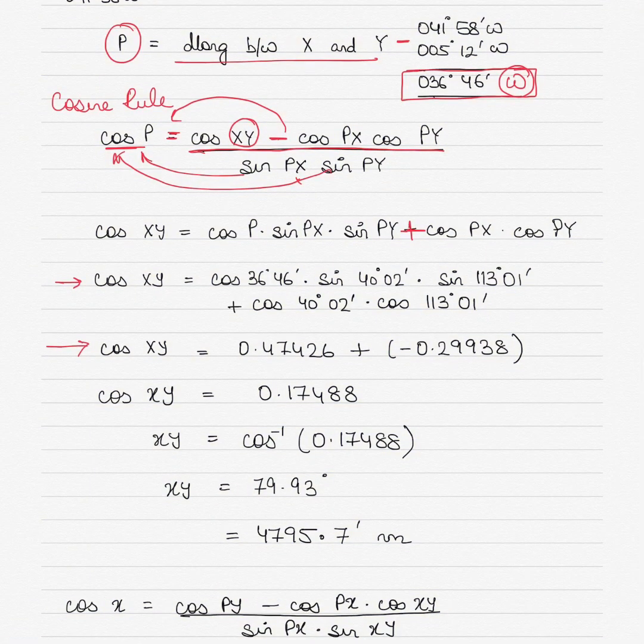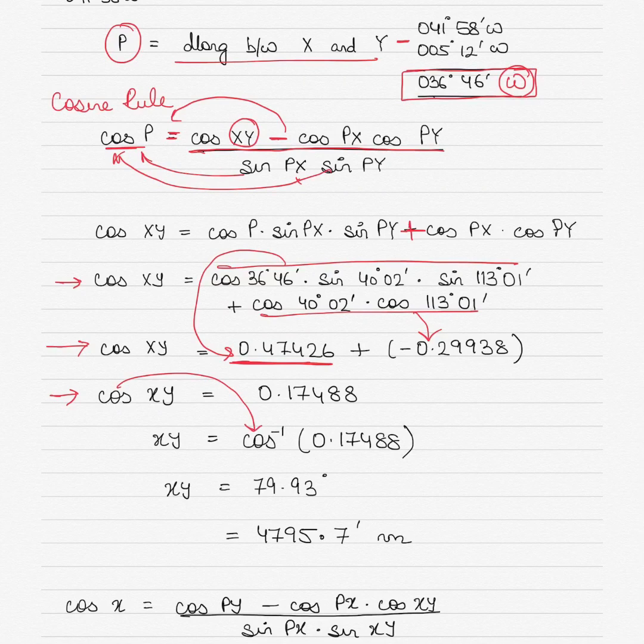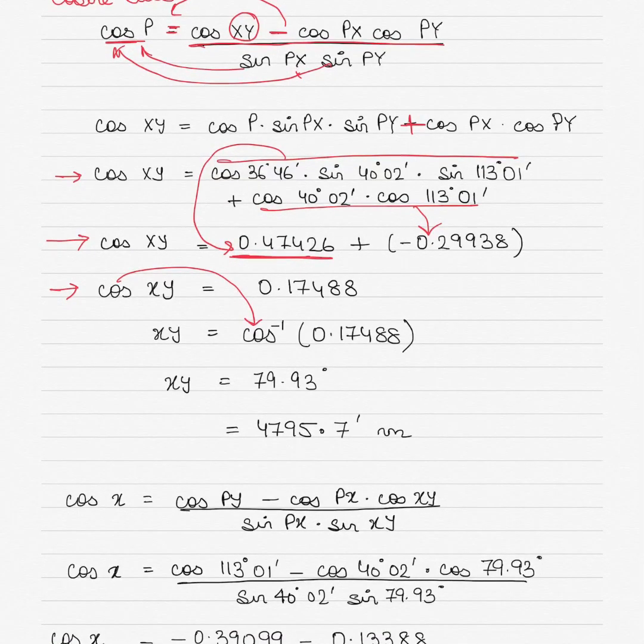So you can see, match this value to this value here, and this value to this value here. Retain the negative signs if you are getting any, like I have. Finally, you should be getting cos xy equals 0.17488. Take cos to the other side, it becomes cos inverse. So xy will then be 79.93 degrees.